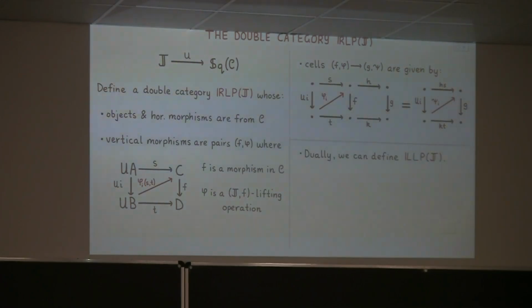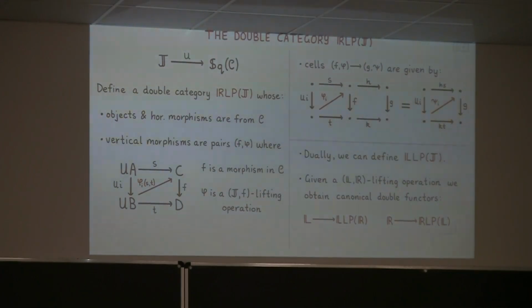And dually we can define something. So here we've defined everything in terms of lifts on the left-hand side or the right-hand side, I can't remember. But we can do it dually on the other side to get another double category, which we can define like this. And if we actually start with an LR lifting operation, like I presented on the previous slide, we obtain a canonical pair of double functors like this. Okay? So, if you look at this, you might think, well, this looks very similar to what I showed on the previous slide, the definition of the delta lens. It was also some kind of morphism in the category equipped with some kind of lifting operation. And it turns out that this is actually an example of this double category that we're constructing.